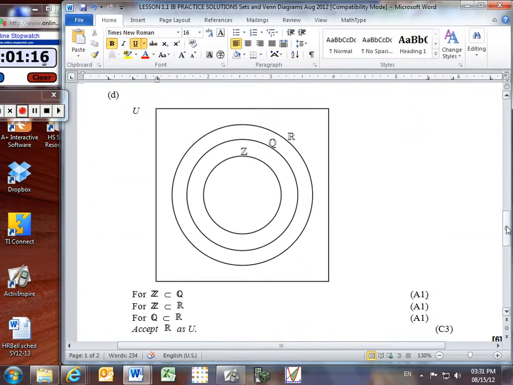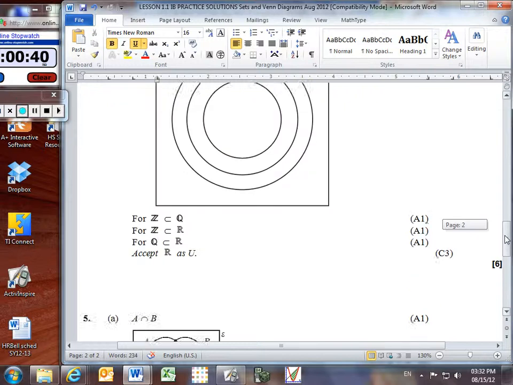And part D, this is the relationship between the different number sets. You'll see that we've got the number set Z inside, a subset of, the number set Q, inside a subset of the set R. And it says in the notes below that you get 1 mark for putting Z inside Q, 1 mark for having Z inside R, and 1 mark for having Q inside R. And it said that you could have also added the rectangle on the outside, but if you didn't have the rectangle on the outside, don't worry, you still qualify for full marks.